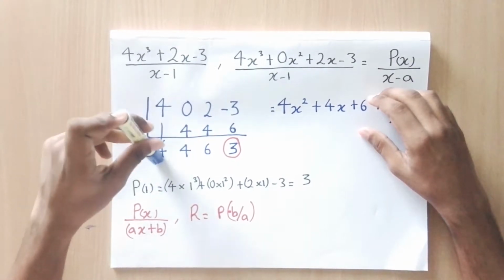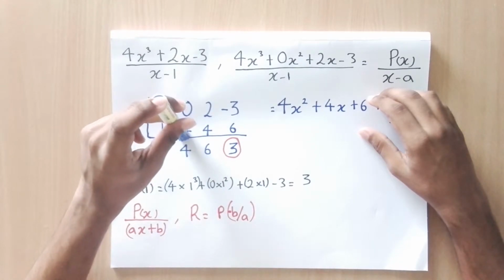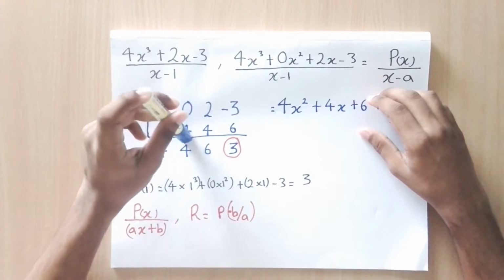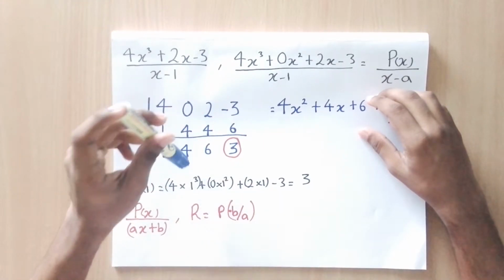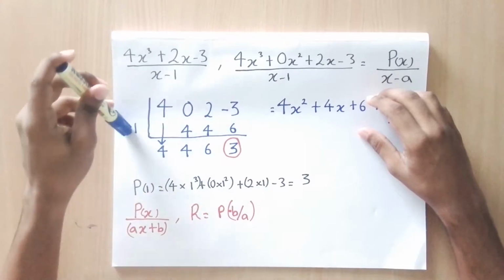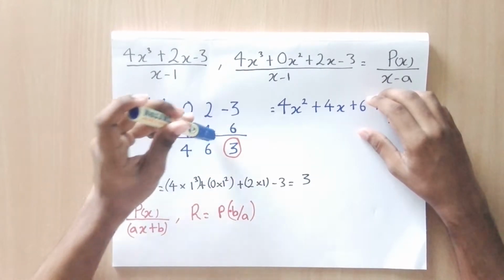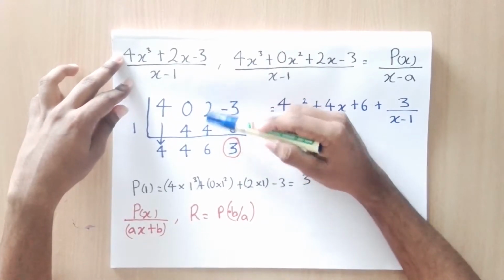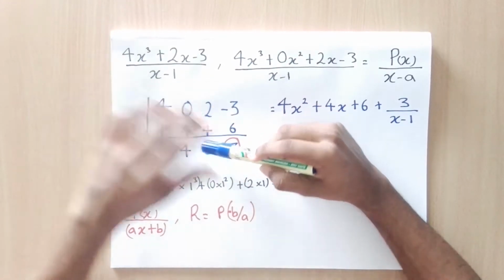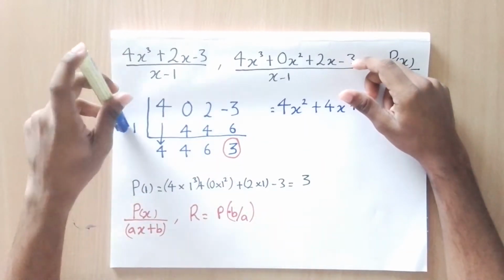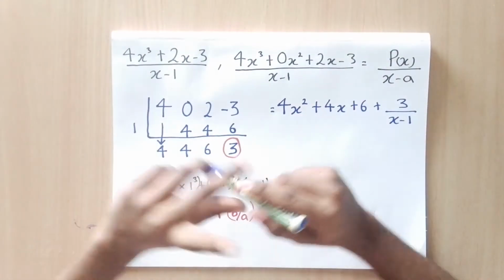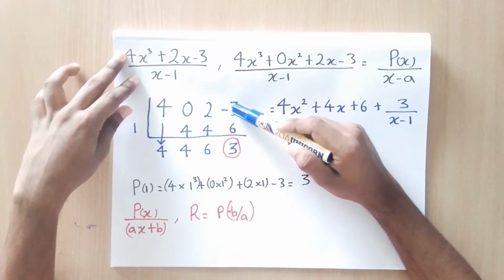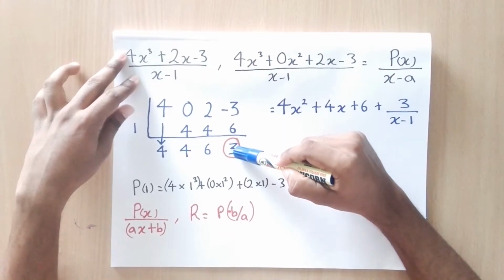4 into 1 gives us 4. That we write here below the next coefficient. Then we add these two numbers. 4 plus 0 will give us 4. Then we multiply this 4 by 1. 4 into 1 gives us 4. That we write down below this coefficient. So 4 plus 2 will give us 6. Then we multiply this 6 with this 1. We get 6 and we write down that below this coefficient. So 6 minus 3 gives us 3.